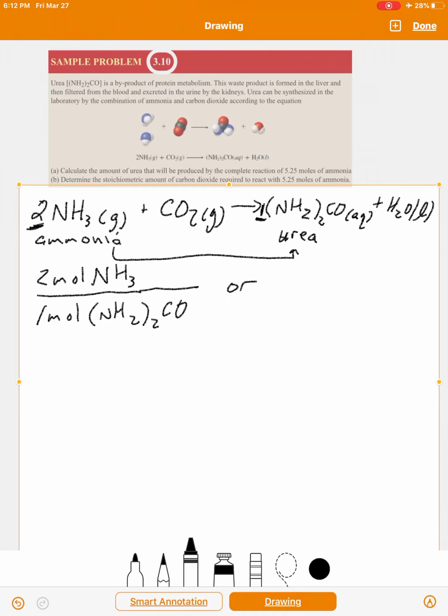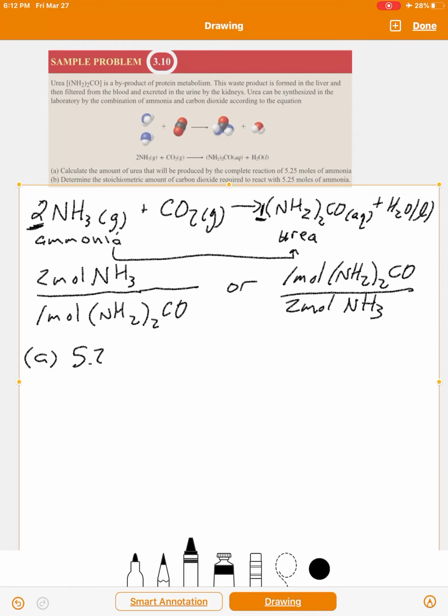Or we could write it as the reverse, the reciprocal of that. 1 mole of urea for every 2 moles of ammonia. Okay? 1 to 2, 2 to 1. But keep in mind, the ratios are the same. It's just which one's going to the top, which one's going to the bottom. So now they tell us that there's 5.25 moles of ammonia. In other words, 5.25 moles of ammonia are going to react.